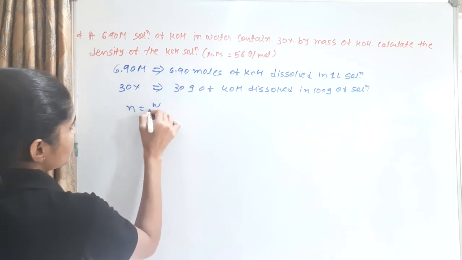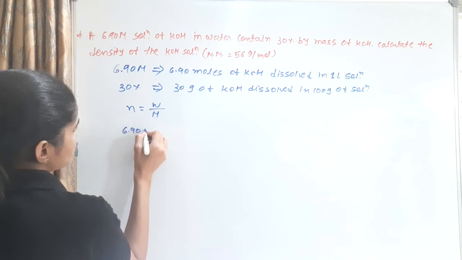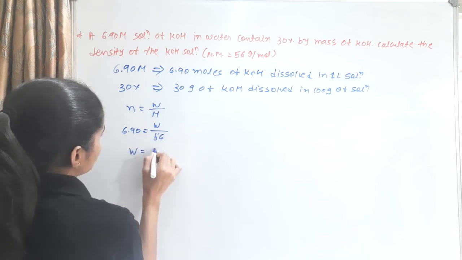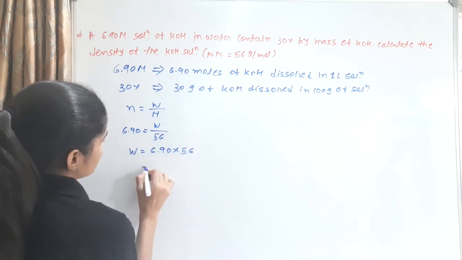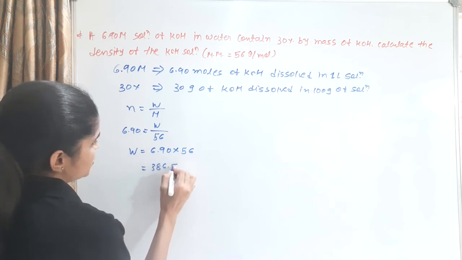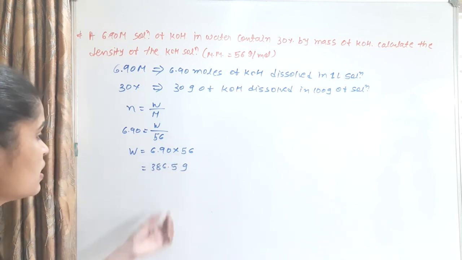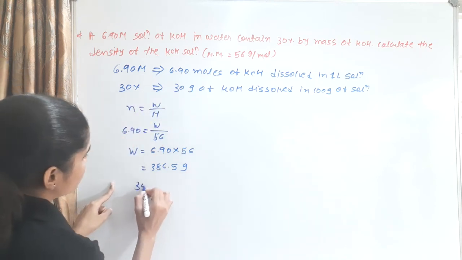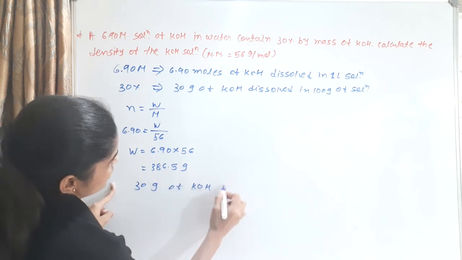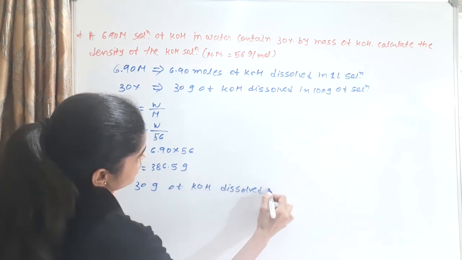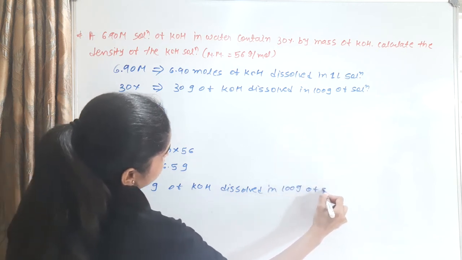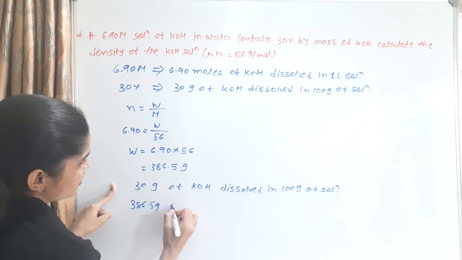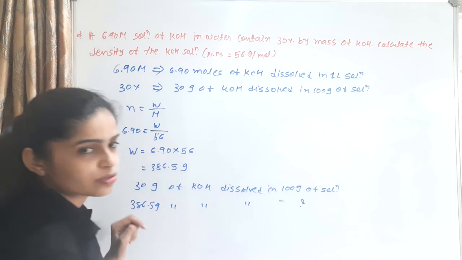So n is equal to W by M. n value 6.90. Weight find out. Molecular mass given is 56. So weight is equal to 6.90 into 56. That gives 386.5 gram. Weight given is 386.5. And that is the 30 gram of KOH dissolved in 100 gram of solution. Then this 386.5 gram of KOH dissolved in solution.